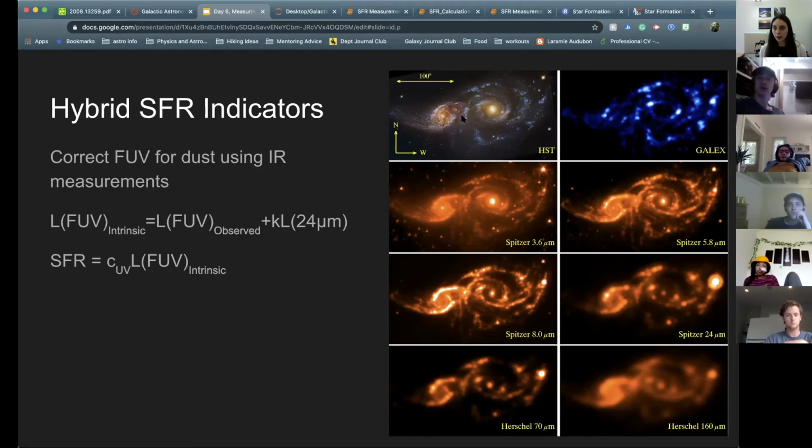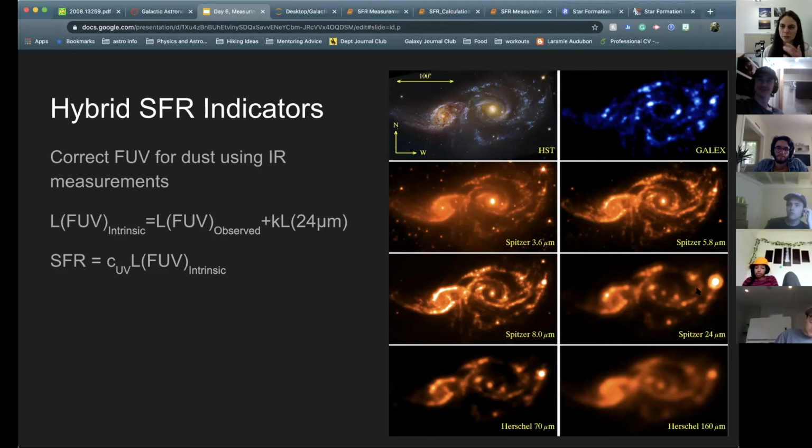So HST, that's optical. GALEX is our FUV, not infrared. And then the rest of these are all Spitzer and Herschel infrared measurements. And you can really see that what's bright in the infrared is not necessarily what's bright in the UV. So especially this big region right here could be a really dusty star forming region that doesn't show up very well in the FUV, but does show up really well in 24 micron. 24 micron is pretty much always hot dust. So that's a good sign that there's hot dust. It's a really good proxy.